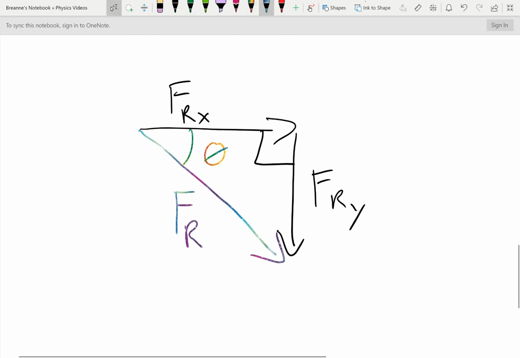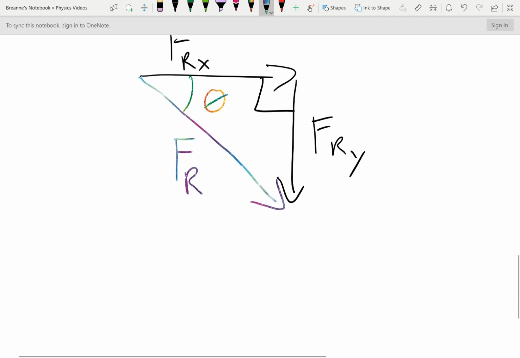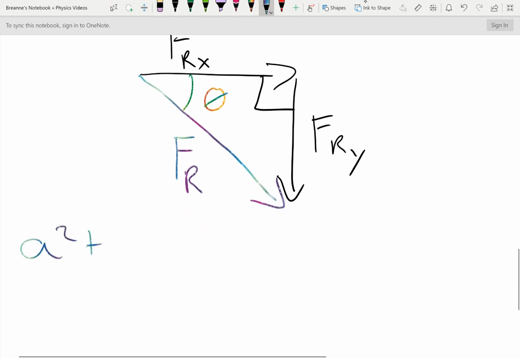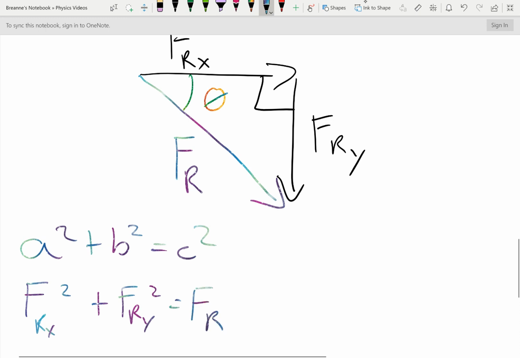To solve for your resultant force, you would just be doing Pythagorean theorem. So you'd just be doing a squared plus b squared equals c squared. It doesn't matter which one's a or b, but your c has to be your FR, and that's what you're looking for. So you just do FRx squared plus FRy squared. That would end up equaling your FR squared.